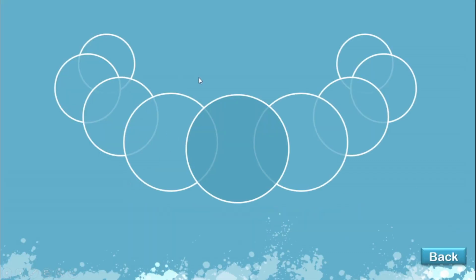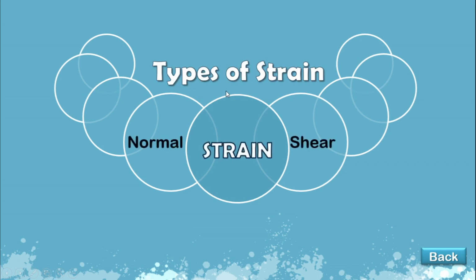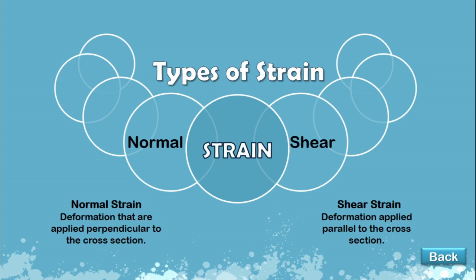Types of strains. There are 2 types of strains, normal strain and shear strain. Normal strain is the deformation applied perpendicular to the cross-section. It characterizes dimensional changes, like changes in length or dimensions, while shear strain is the deformation applied parallel to the cross-section. It describes distortions that are changes in angles.